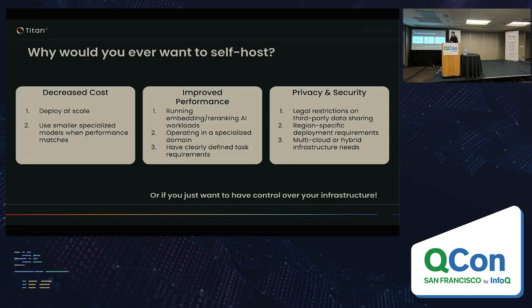So how do I know if I fall into one of those buckets? Well, broadly, if I care about decreased cost, that's relevant to me if I'm deploying at scale, or if I'm able to use a smaller specialized model for my task rather than a very big general model like GPT-4.